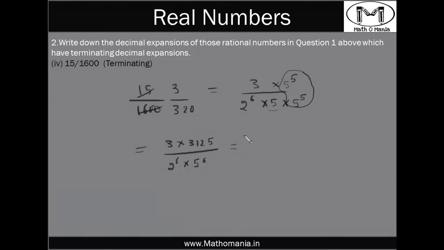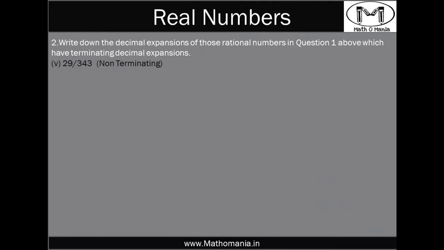Now this 3 into 3125 will give us 9375, and in denominator we have 10 raised to power 6, which is nothing but 9375 divided by 1, 2, 3, 4, 5 and 6. So in solving, this will give us 0.009375. Fine. So this is the required decimal expansion. Next part. This was non-terminating, so we need not solve this as well.